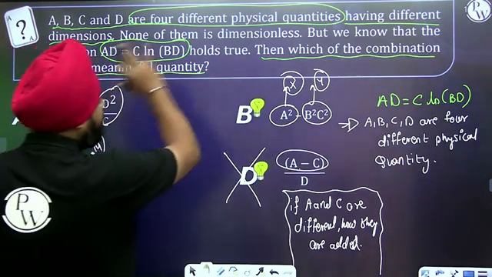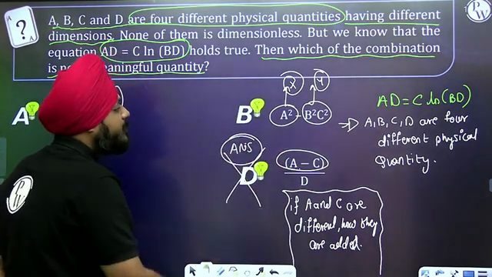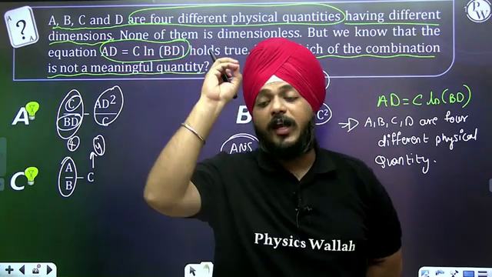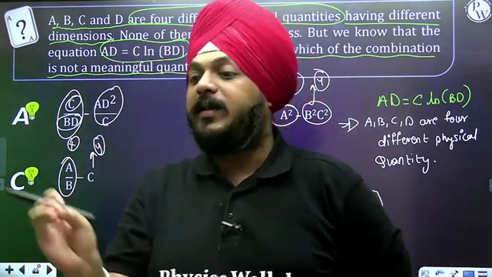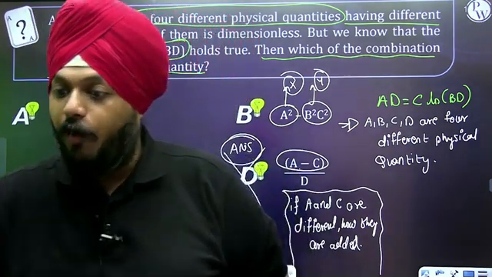So which of the expressions is not meaningful? D violates the principle of homogeneity, one of the important points of the principle of homogeneity, and hence it is not meaningful.